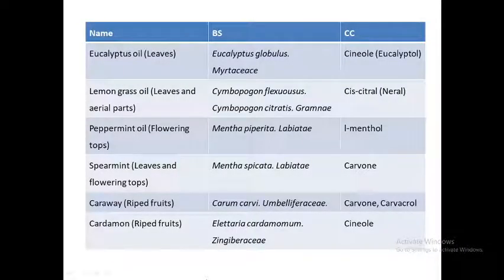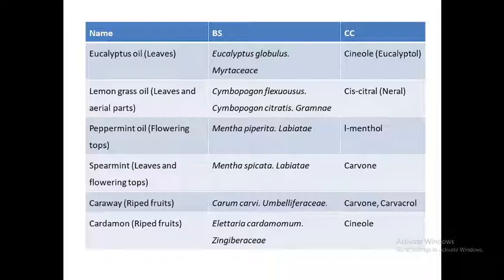Just see the biological source of different oils. So first is eucalyptus oil. This is obtained from leaves of Eucalyptus globulus belonging to family Myrtaceae. Then the chemical constituent, which we have already studied, is the monoterpene cineol, which is also known as eucalyptol.